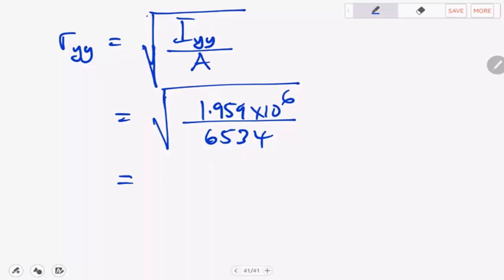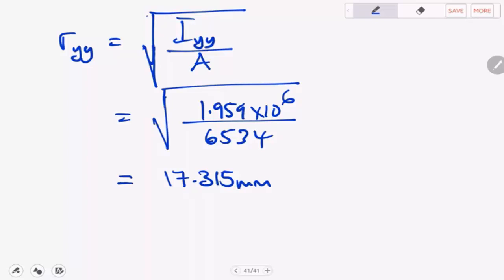So what answer do we get? I got 299.816, and after the square root, let me put the square root, it's 17.315 millimeters. Right, so that's the radius of gyration.